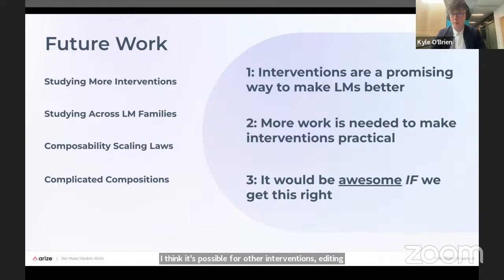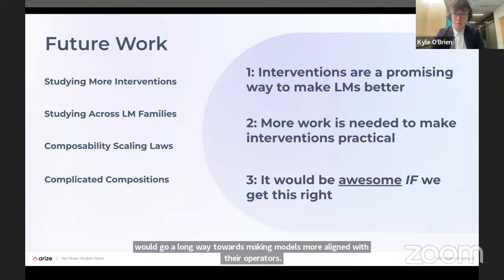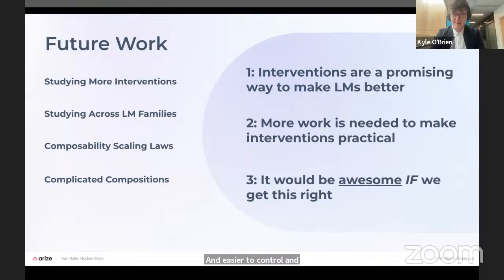It'd be really great if we could just super easily modify our model's knowledge or answers to questions without having to do complicated fine tuning. But much more work is needed. And it would be really awesome if we could get this to work. I think it would go a long way towards making models more aligned with their operators and easier to control and adapt to a greater variety of use cases.